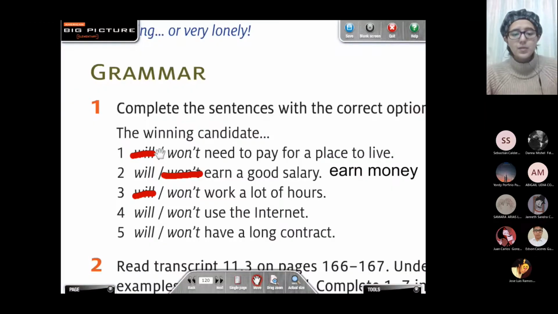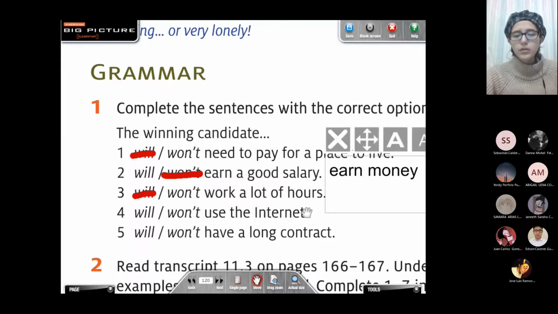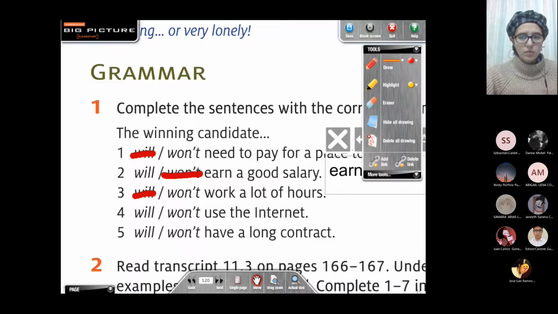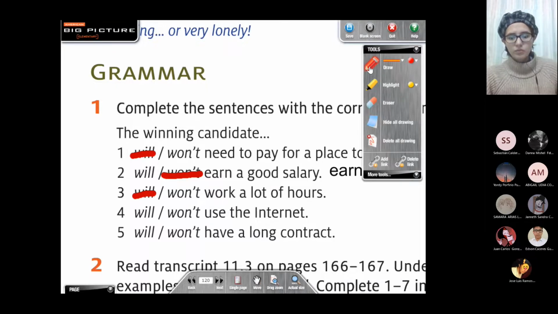The winning candidate use the internet. Will he use the internet? Won't he use the internet? What do you think? If you have problems with the internet, you can write on the text messages.